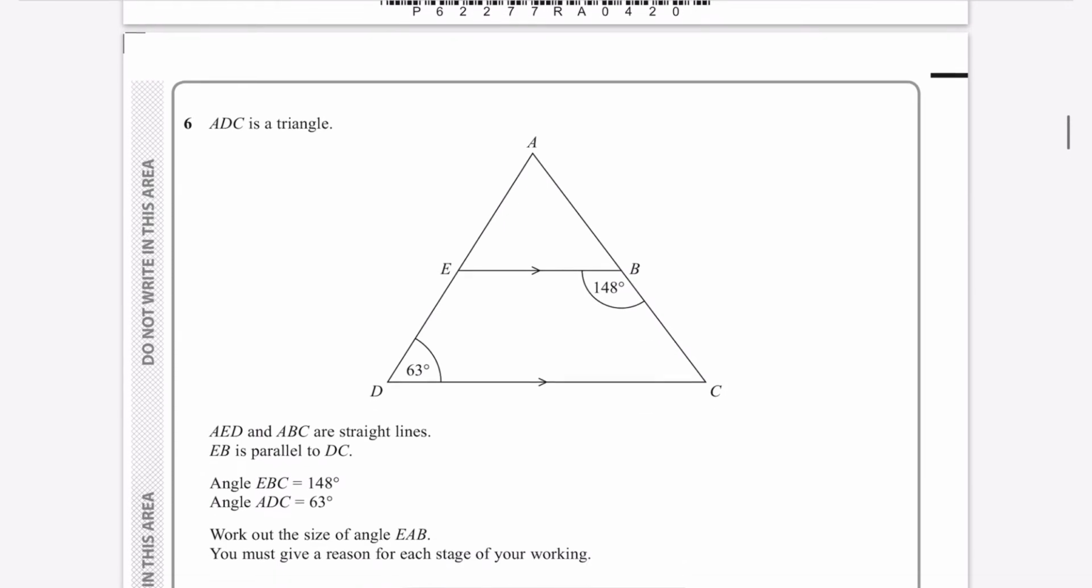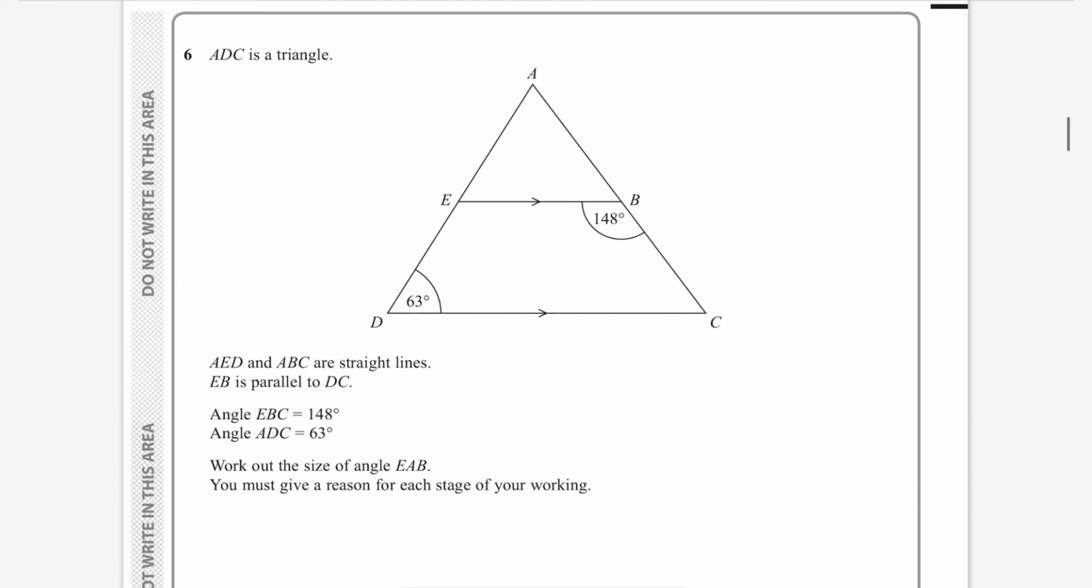Question 6. ADC is a triangle, and it says that AED and ABC are straight lines. We can see that. EB is parallel to DC. Angle EBC is 148, and angle ADC is 63 degrees. Work out the size of angle EAB. EAB, we want the angle that is at the top there. So we're looking for this angle that we have, and we must give a reason for each stage of the working.